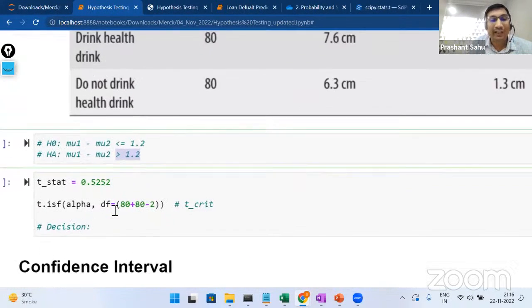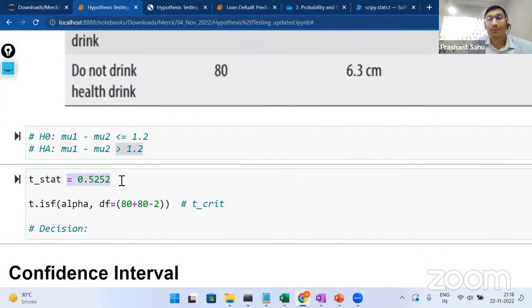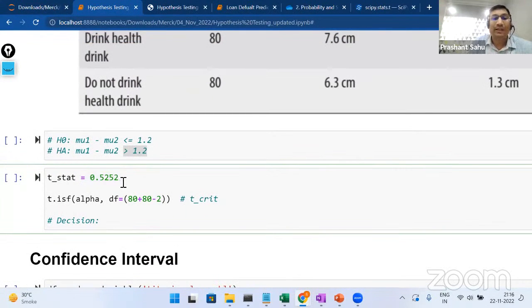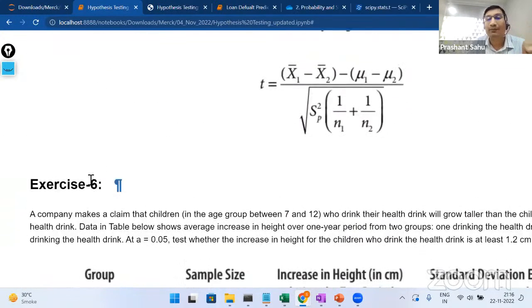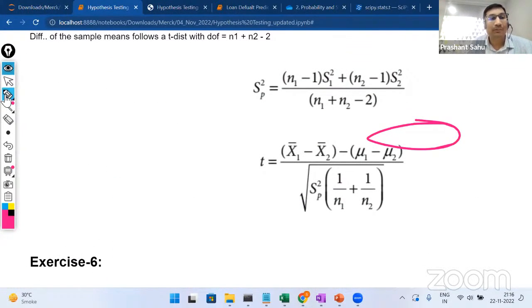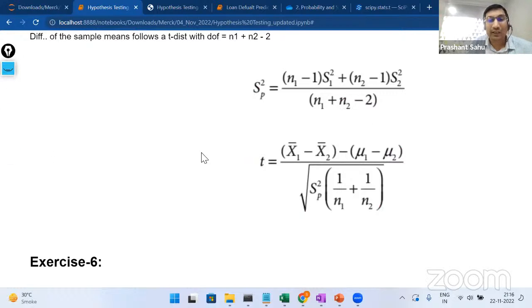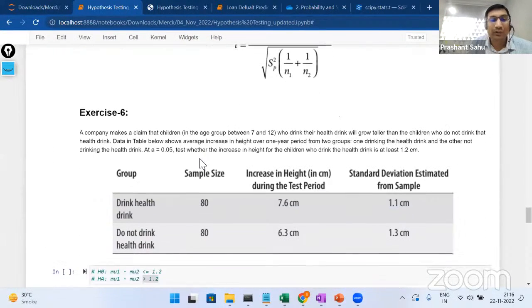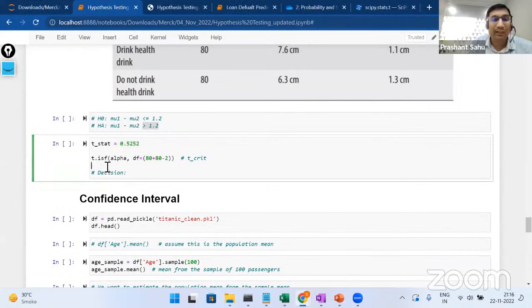So I can directly calculate. This is the number I have just calculated. I'm not spending time in calculating. Is everyone clear where this number came from? This number is coming from this formula. Fine. So I can just directly compare that T stat value, which I got here, with the critical value.